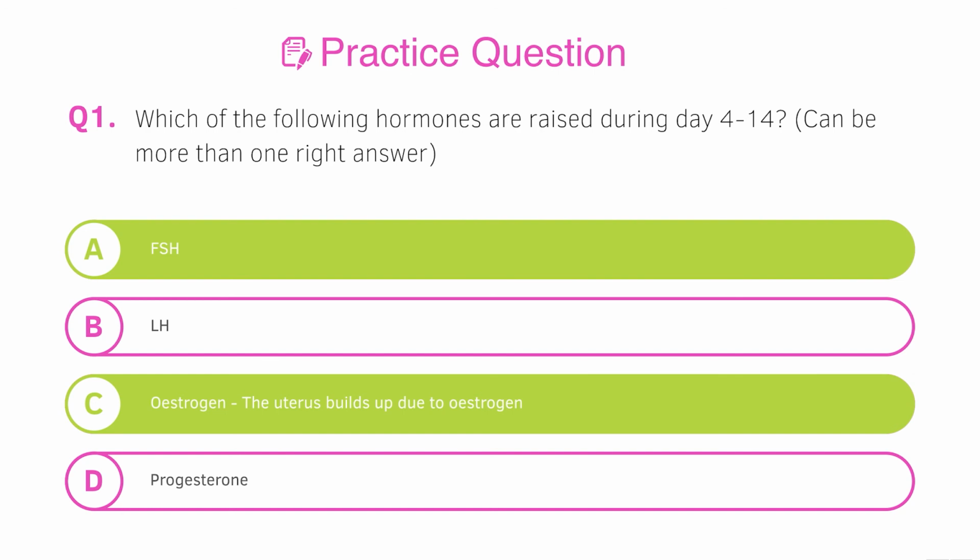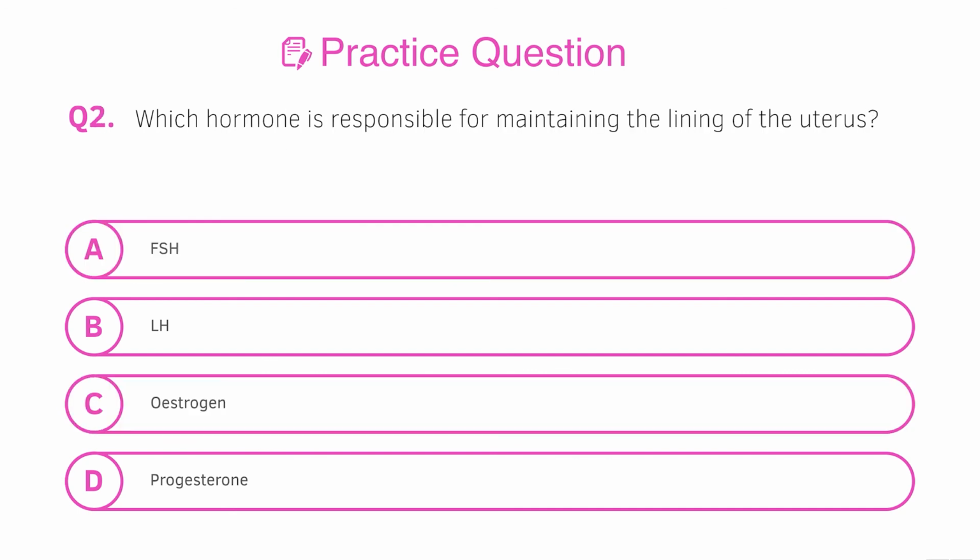Okay, so our right answers are FSH and estrogen. And the way I worked this out in my head was that during day 4 to 14, we're going to be having our uterus lining building up, therefore we're going to need estrogen. And whilst the uterus lining is building up, our egg is also going to be developing slowly, and that occurs through the action of FSH.